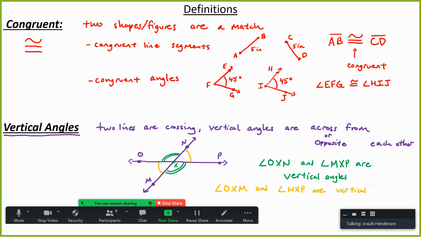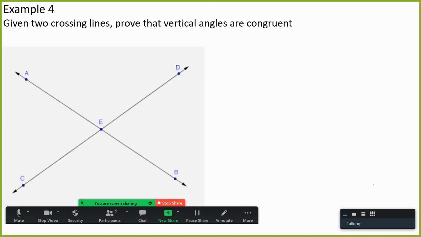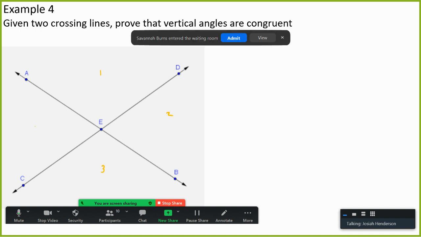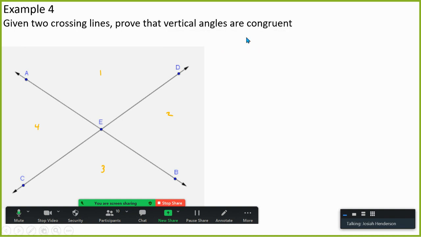Okay, let's jump in. We're going to prove that vertical angles are congruent to each other. I didn't take any notes for this one, so we're going to do it from scratch. Example 4: given 2 crossing lines, prove that vertical angles are congruent. This is just like our last diagram. We've got 2 crossing lines, and look how there are 4 different sectors made. I see a top, a right, a bottom, and a left side. Those little sectors are basically our angles.